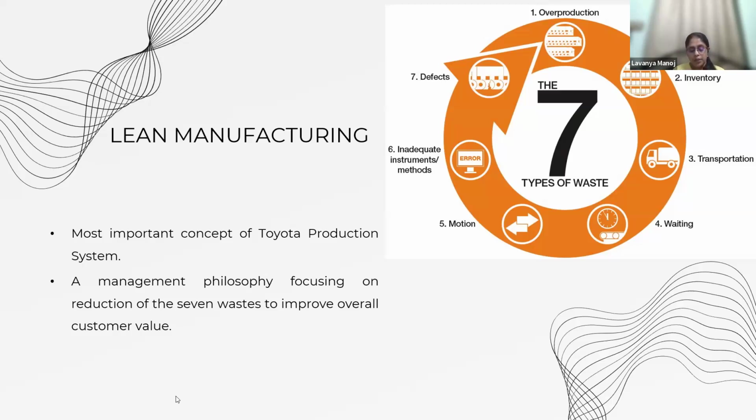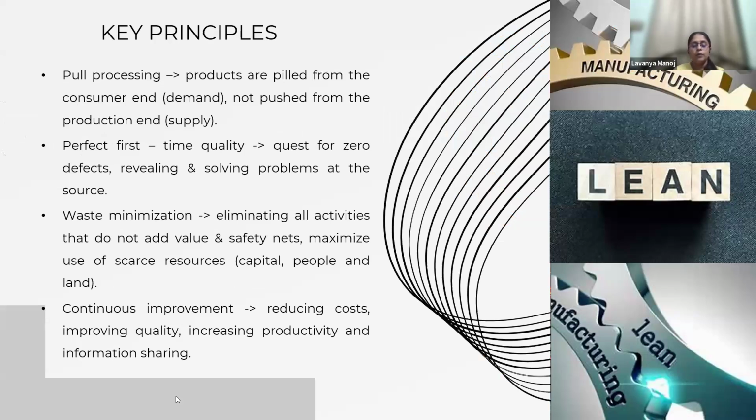So the engineer is suggesting: give your best to minimize and reduce these wastages, so that the overall process saves a lot of time, money and energy. Obviously, you then give a quality product within the right time to the right customer. This is the overall philosophy, the most important concept of the Toyota production system. It's a management philosophy focusing on reduction of the 7 wastes to improve overall customer value.